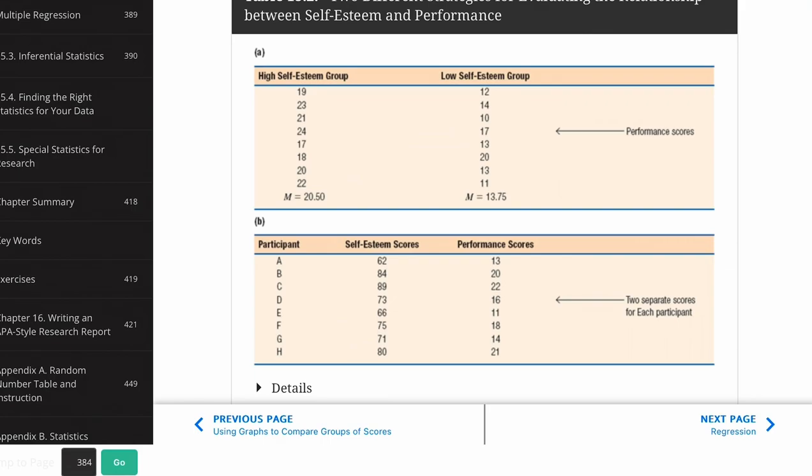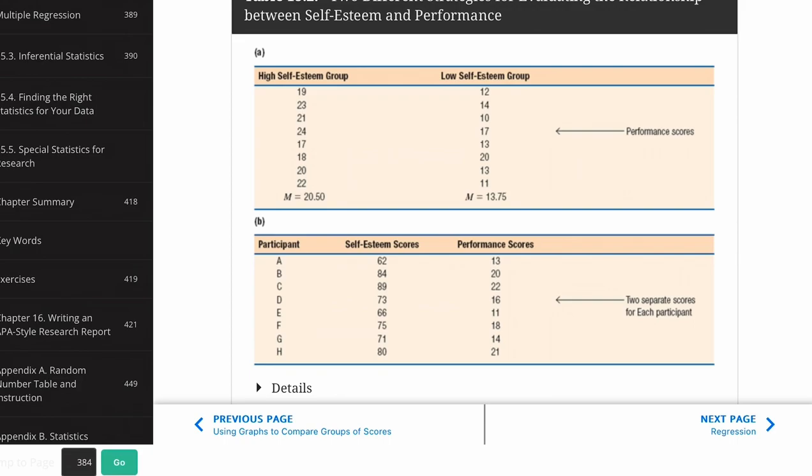And there we're not comparing groups, right? We're getting out of that category. We're not comparing groups anymore. We have measurements for both variables. So for participant A, down here at the bottom, we have a self-esteem score and a performance score. So you have two sets of scores for both participants, and then we calculate the correlation between those two, and that correlation describes the relationship between the variables.